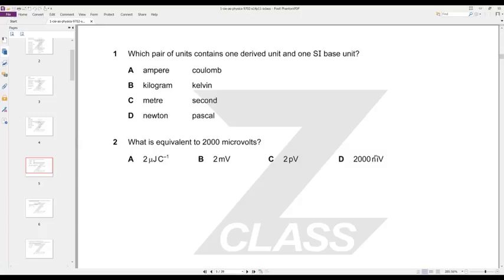That's about it, really. So this first question is just requiring you to know what units are SI units and what aren't. The second one is just about your prefixes.